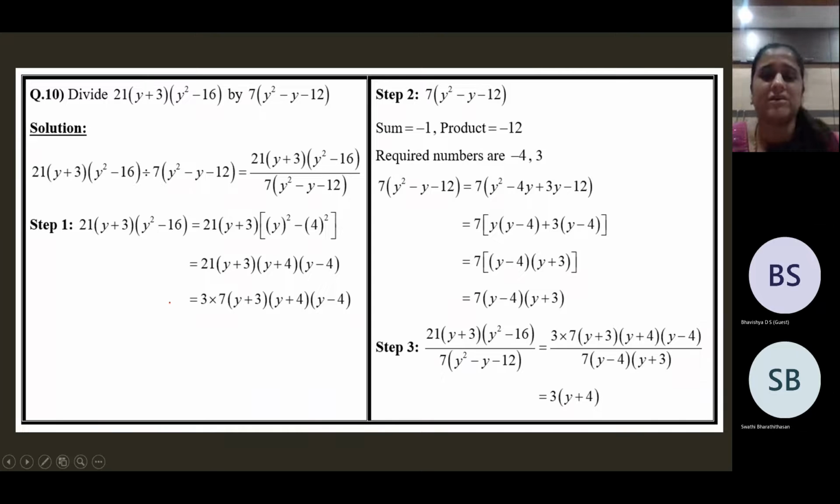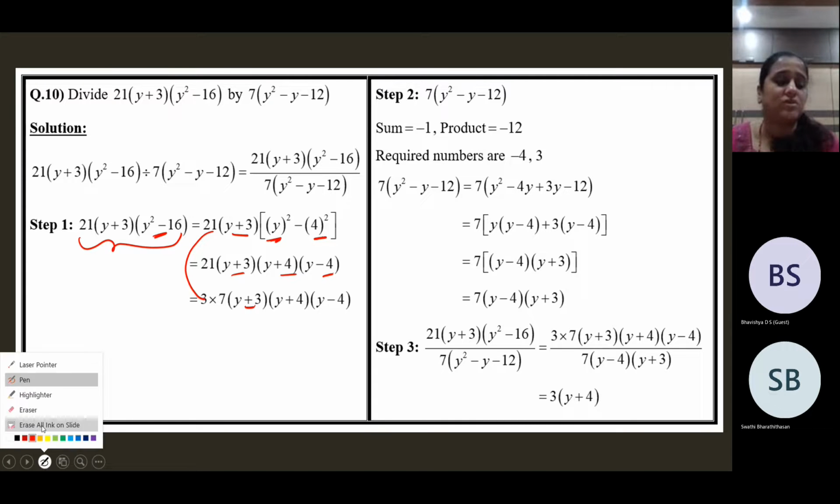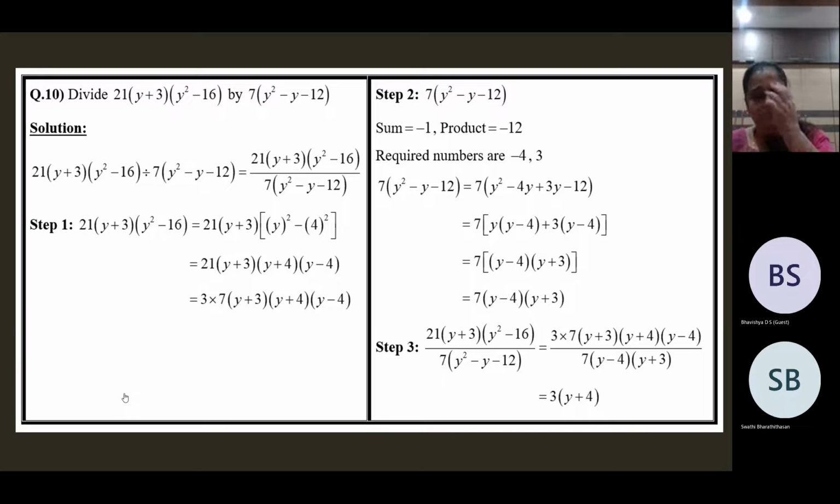Same thing here. What did I tell you? Whatever applies to numbers, the same thing applies to expressions. So we'll have to factorize this expression, break down this expression into smaller parts. Okay, so 21 is 3 into 7. Y plus 3 is very simple. So it will come as y plus 3. Now this y square minus 16 is y square minus 4 square. You understand that? So y plus 4 into y minus 4. Is step 1 understood? Yes, ma'am. Yeah.